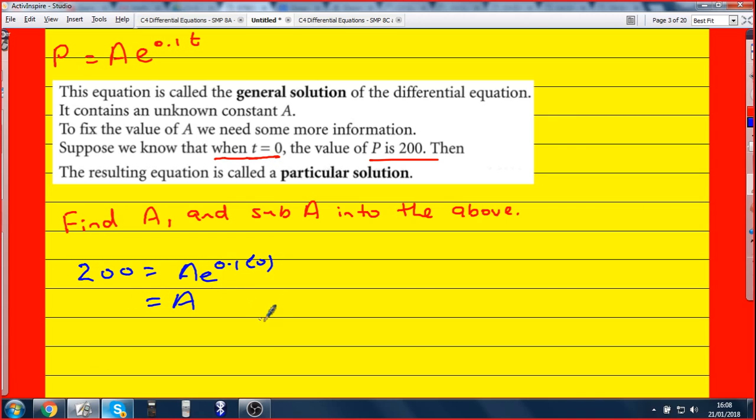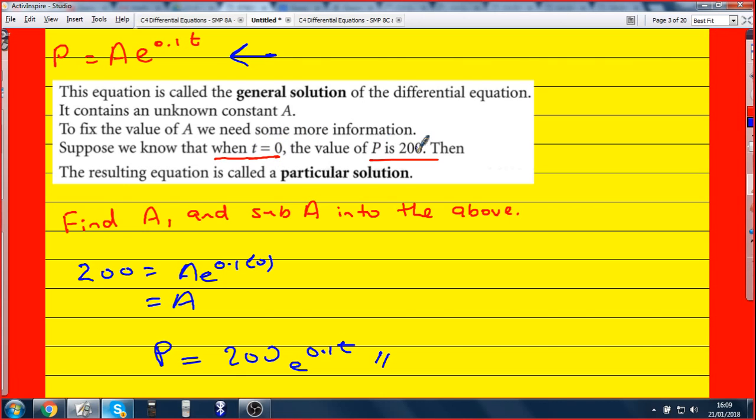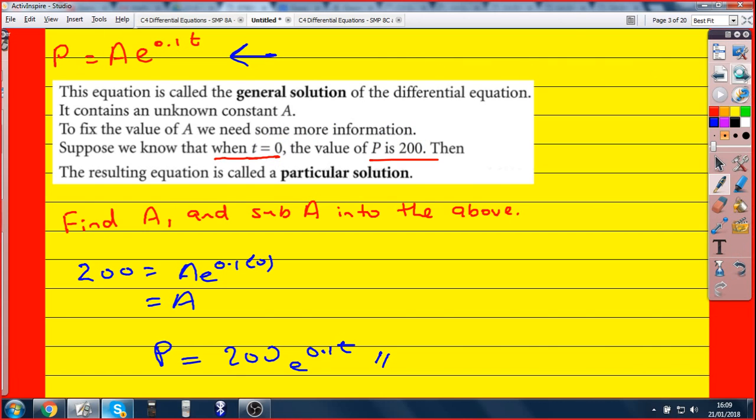And so what would p be equal to then? The particular solution? That's it. And what that shows you is that when t is 0, this A is always the starting population when time is 0. Yeah, any questions there? Okay, and so from now on you could see that when time is 0, p is 200, and so the coefficient is 200, or the other way around.